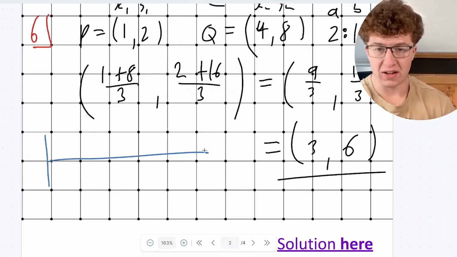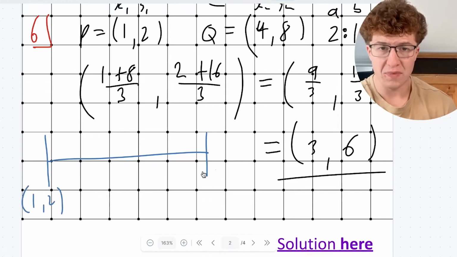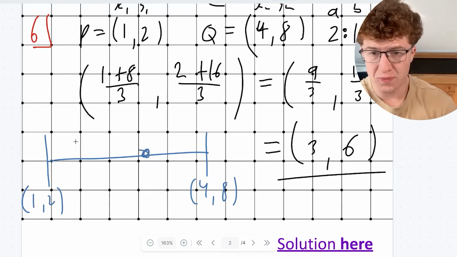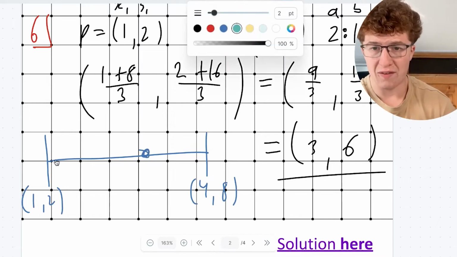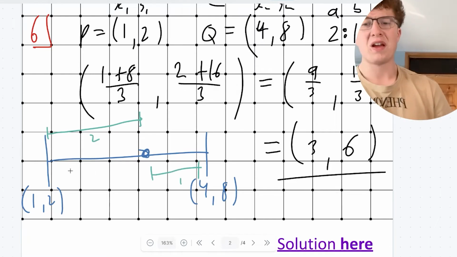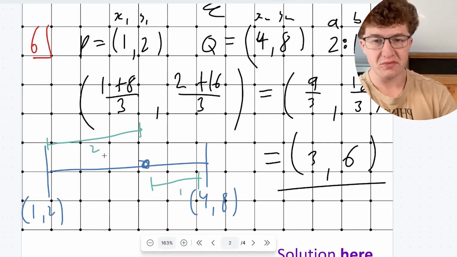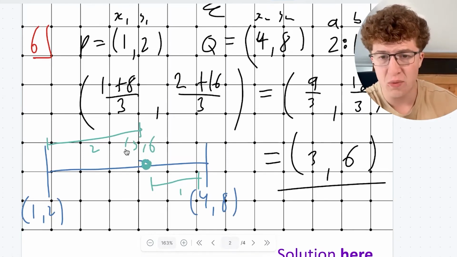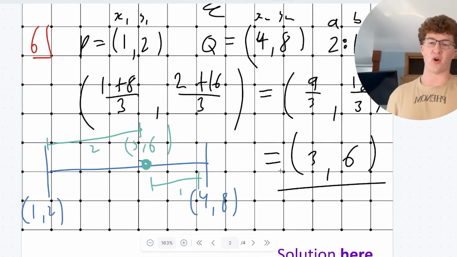So draw something like this, where here we have P, so we have 1, 2 here, and then over here we have 4, 8. And we're dividing it into the ratio 2:1. So for every 2 units across here, we're going to move 1 unit across here. And then you can actually just see our point is going to be 3, 6. So you could work this out without the formula.